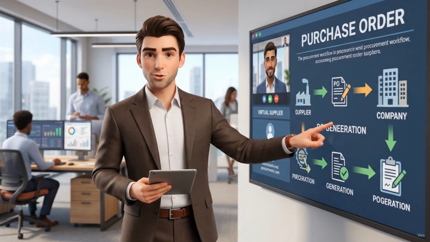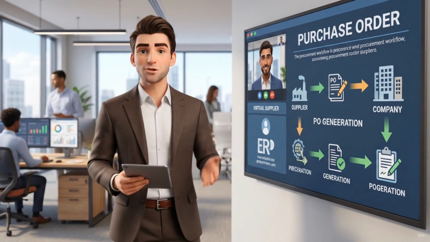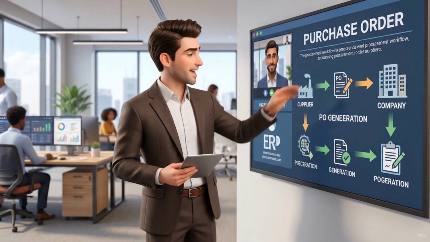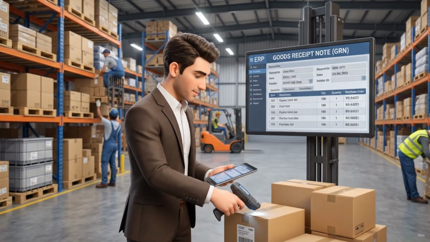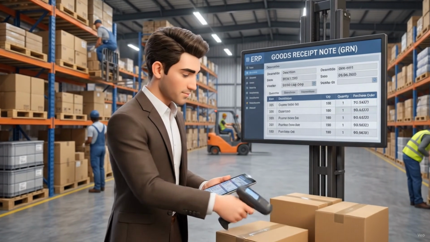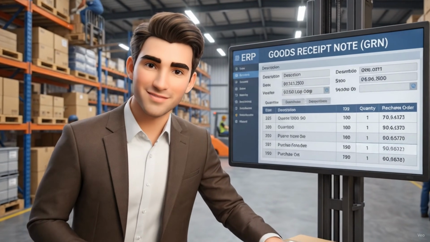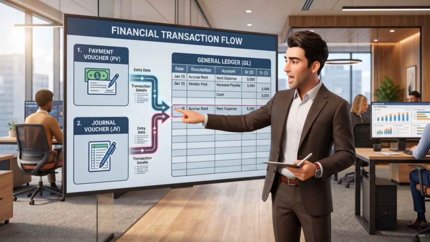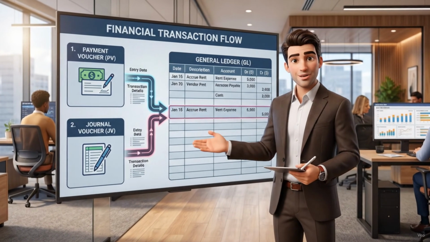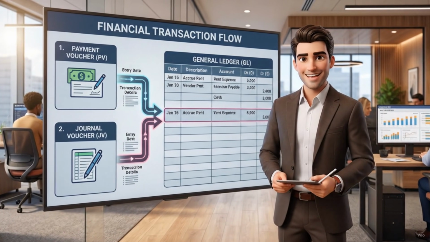Companies use purchase orders to request materials from suppliers, and ERP stores every procurement transaction accurately. When purchased items arrive, ERP creates a goods receipt note transaction to confirm inventory receipt. Payment vouchers and journal vouchers help ERP maintain accurate accounting records and financial transparency.